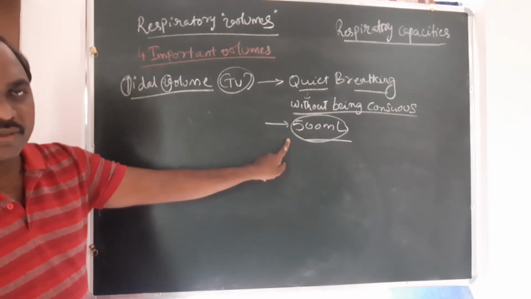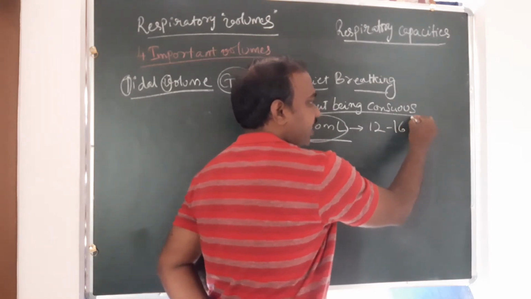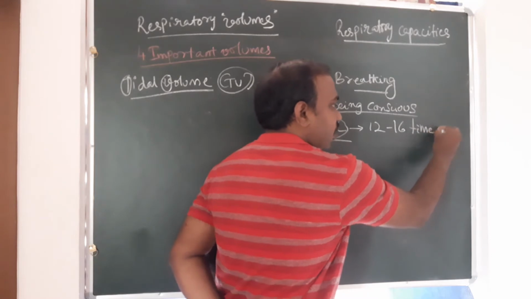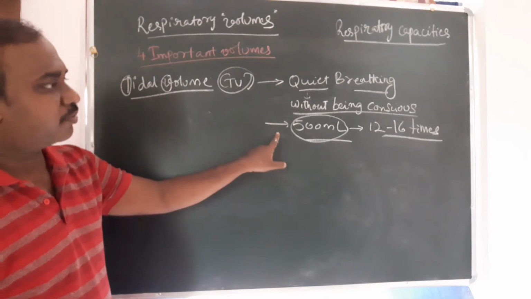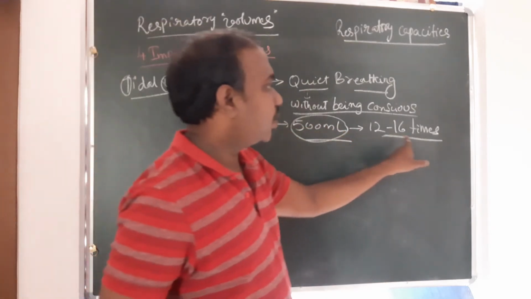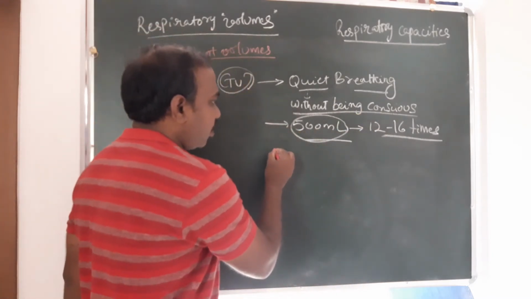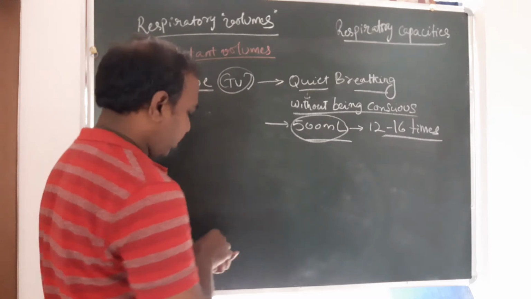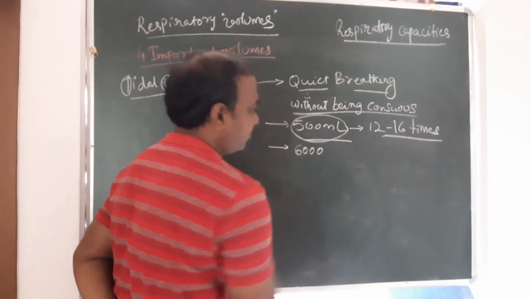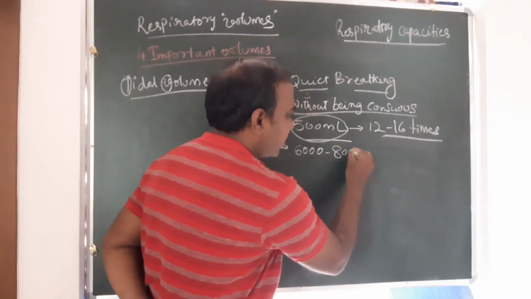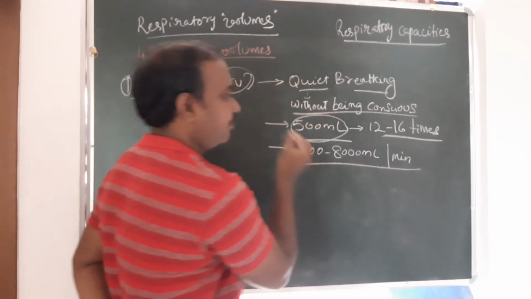And how many times per minute do we do this? You will do this 12 to 16 times. Just now I have explained. So this inspiration expiration process with this tidal value, how many times? 12 to 16 times. And if you take the volume of this, approximately you would get 6,000 to 8,000 ml per minute, right?